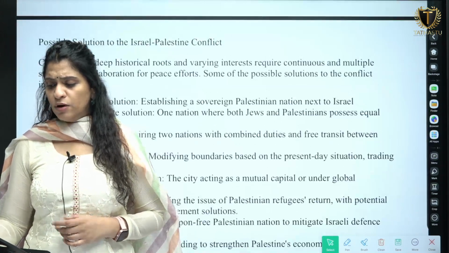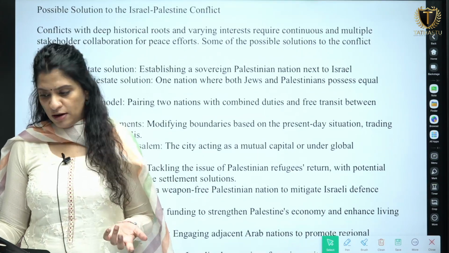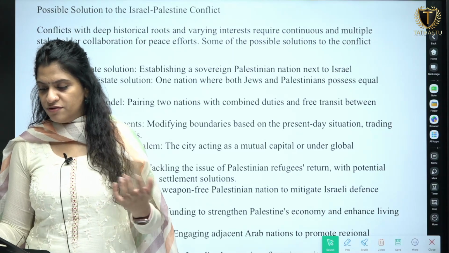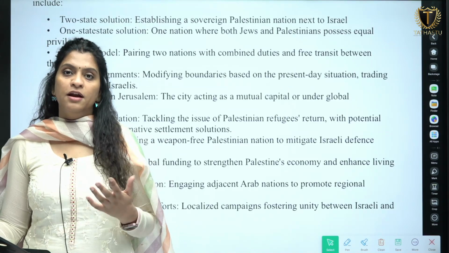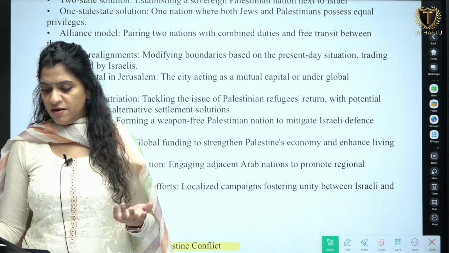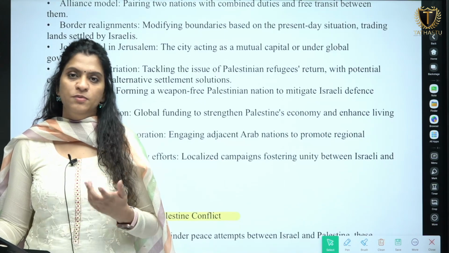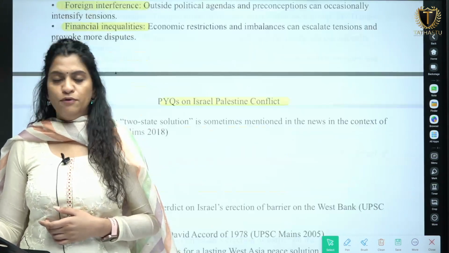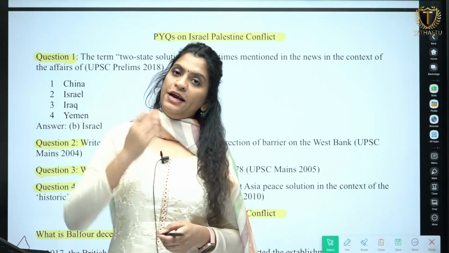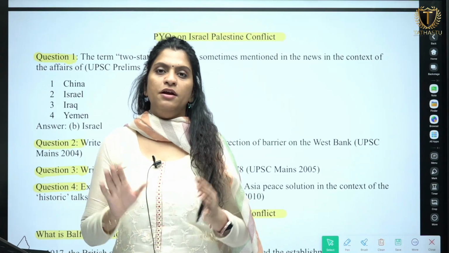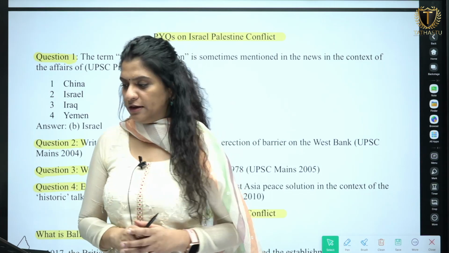Then what are the possible solutions? Possible solutions could be a two-state solution, then an alliance model, like pairing two nations with combined duties and free transit between them. Financial infusion has to be there, disarmament has to be taken up by both players, and then company diplomacy efforts, like localized campaigns fostering unity between Israel and Palestine residents, have to be taken up. These are a few of the things for the Israel-Palestine conflict. Read through the handout, and the historical terms, timeline, everything will get clear to you.